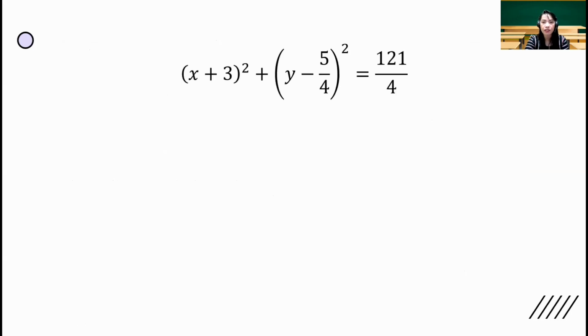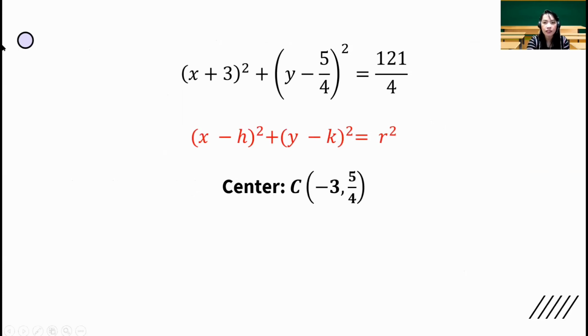From that, we can now get the center. Take note of the standard form of the circle. The center is at, since na positive 3 dito sa perfect square trinomial ng x, so gawin nating negative 3. And dito naman sa y, we have positive 5 over 4. Since ang r squared mo is equal to 121 over 4, the square root of 121 is 11, and the square root of 4 is 2. Therefore, the radius is, or the value of r is 11 over 2.